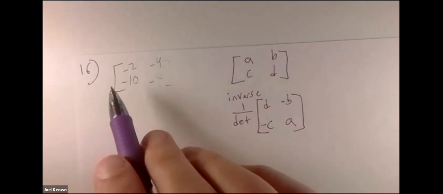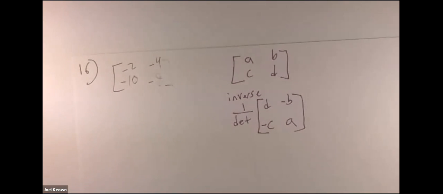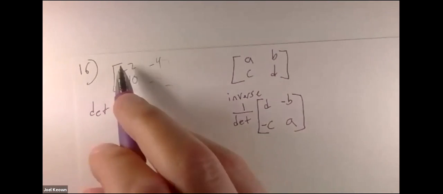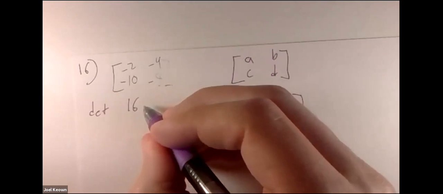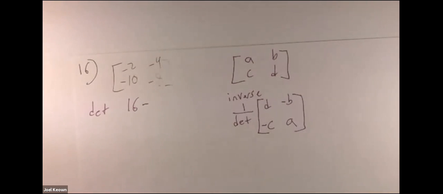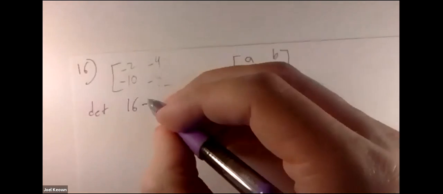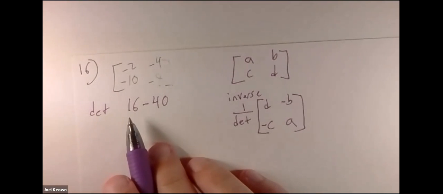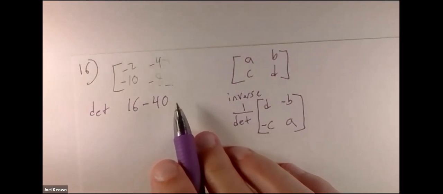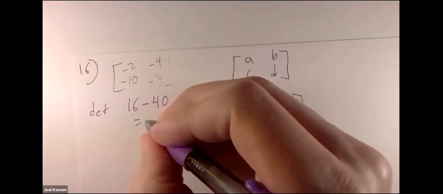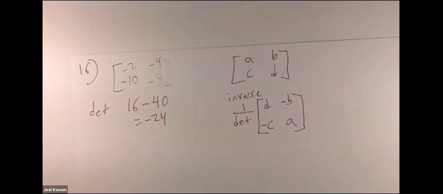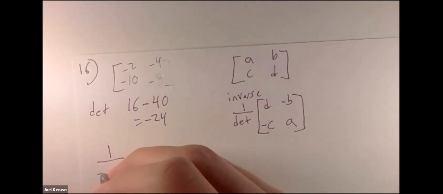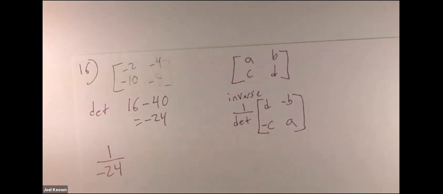Well, what does that look like? Well, I need to find the determinant. My determinant is my first diagonal multiplied together, that's 16, minus my second diagonal, that would be 40. 16 minus 40 is negative 24. So my determinant is negative 24, so my inverse is going to be 1 over the determinant, negative 24.